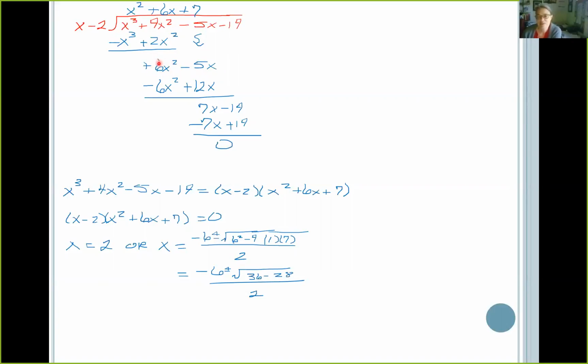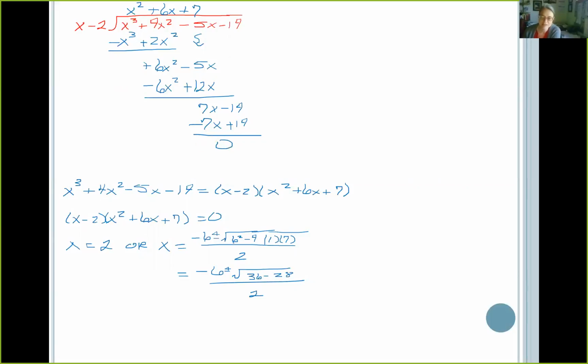So we look at 6x squared and x, and what do I need to multiply x by in order to get 6x squared? 6x. Take my 6x, multiply it all the way through my x minus 2, and I get 6x squared minus 12x. Reverse these signs and then add, and I get 7x minus 14. What do I need to multiply x by in order to get 7x? 7. Take my 7 and multiply all the way through, and I get 7x minus 14. Reverse the signs and add, and I get a remainder of 0.